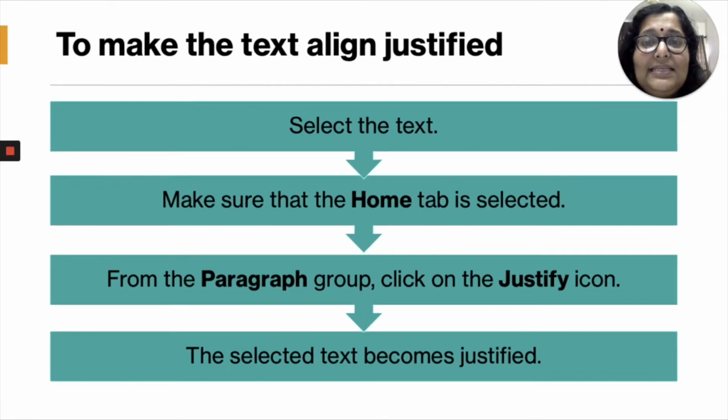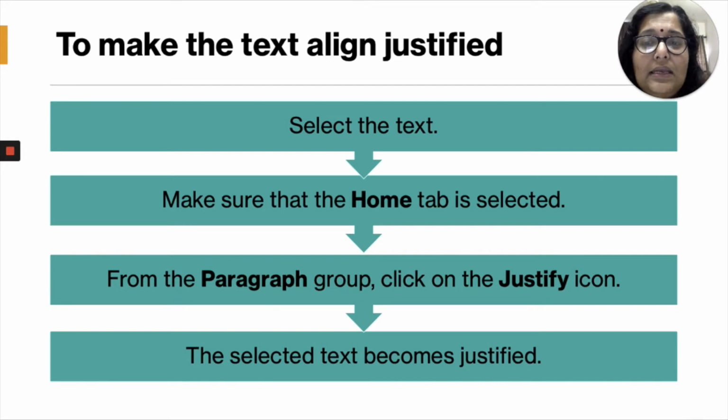To make the text align justified, how do you make the text alignment justified? You have to first select the text. Make sure that the home tab is selected. You have to click on the home tab again. From the paragraph group, click on the justify icon. The selected text becomes justified.